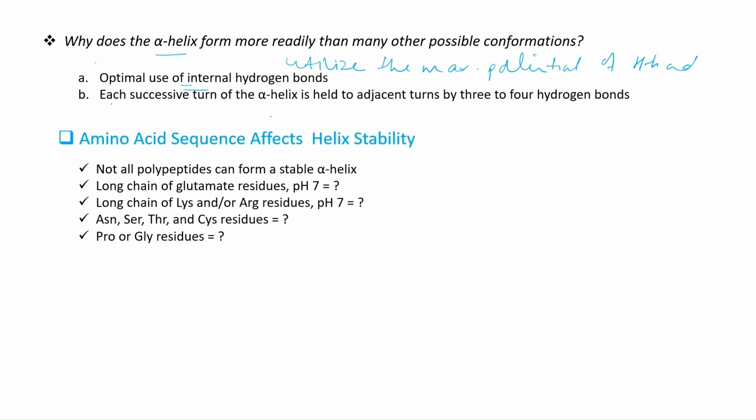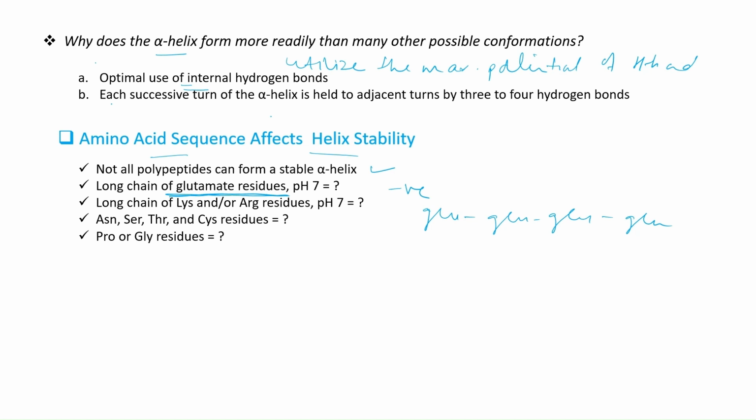What is the amino acid sequence that can affect the helix stability? Now, not all polypeptides can form a stable alpha helix. To form a stable alpha helix, the sequence of amino acids is very important. Why so? What will happen if the polypeptide contains a long stretch of glutamate residues? Glutamate is a negatively charged amino acid. If the glutamate residue is present in a long stretch, the negative charges will repel each other and it cannot form a stable alpha helix.